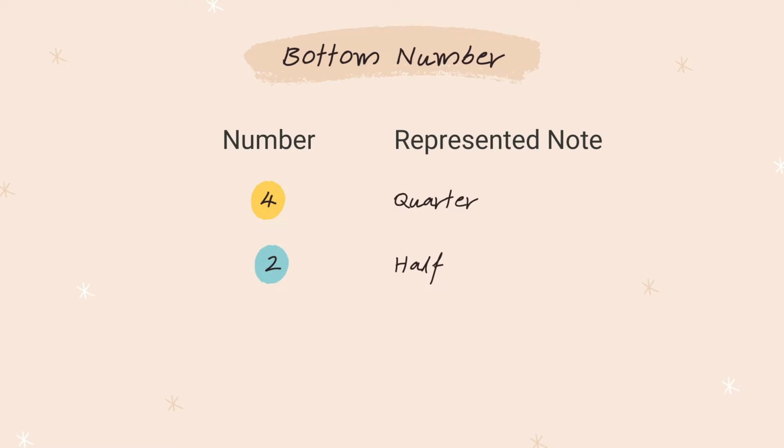A 2 in the bottom of a time signature represents the half note. When there is a 2, the half note receives one count. When we see an 8 in the bottom of our time signature, that means the eighth note receives one count. In addition to these three numbers, we could also have a 1 in the bottom representing a whole note, or a 16 in the bottom representing a 16th note.